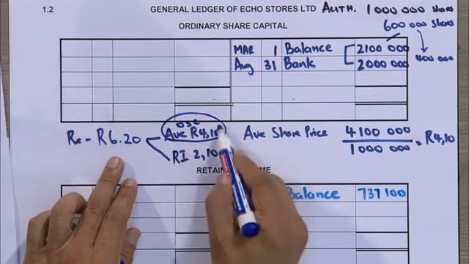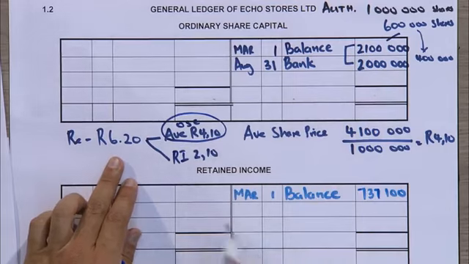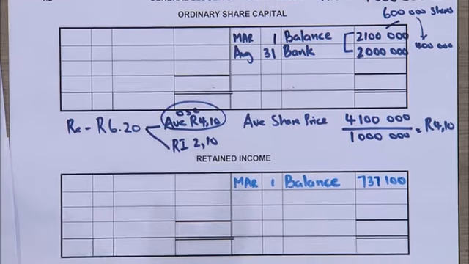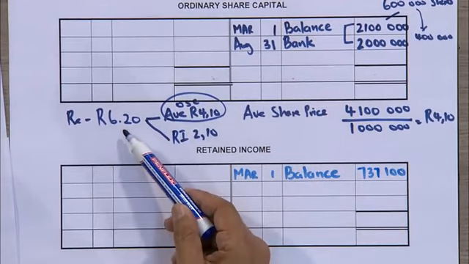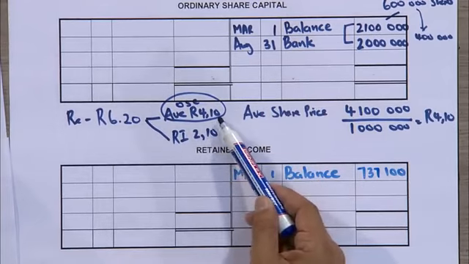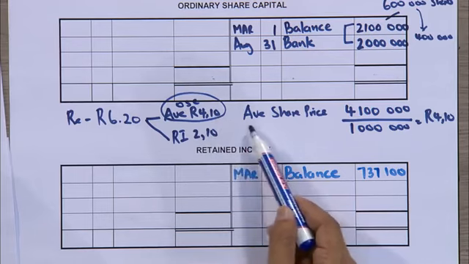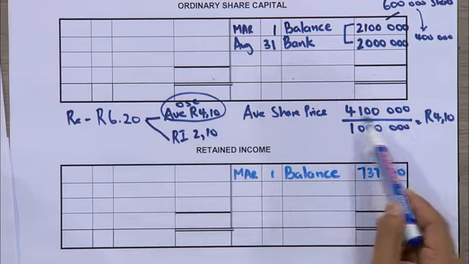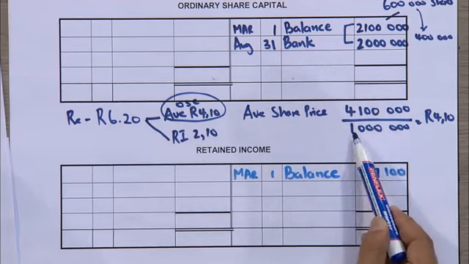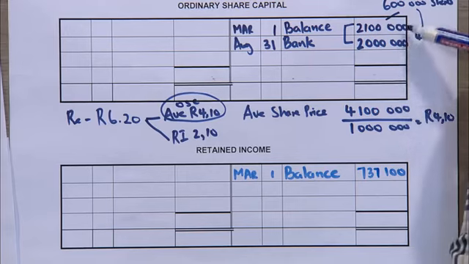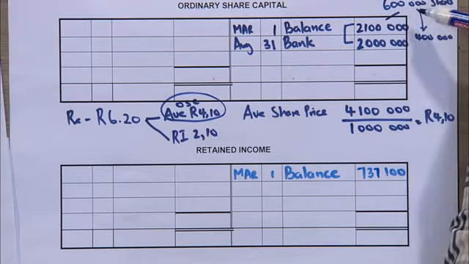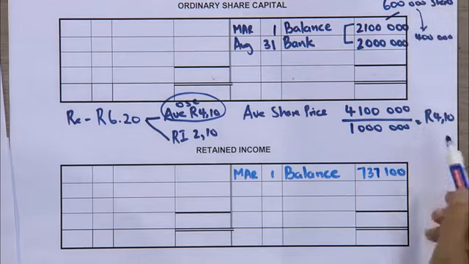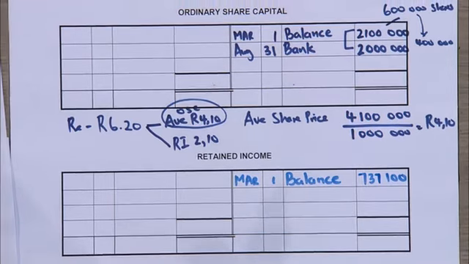And the amount more than the average, that goes to your retained income. So that figure will eventually end up in the capital, and the retained income figure will eventually end up in the retained income note over here. Okay, so there you have the capital and there you have the retained income. So the 6.20 has to be split between the average and the amount more than the average. Just to recap, the average, you take the ordinary share capital divided by the number of shares issued. So there we have the ordinary share capital, which gives me the 4,100,000, divided by the 1 million, which is the 600,000 plus the 400,000. So the average comes to R4.10.